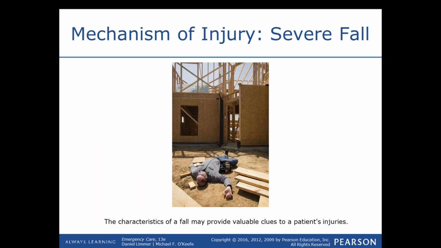Characteristics of the fall, of course: we want to know how high the person was, what surface the patient fell onto, what part of the body they impacted first, and did anything interrupt their fall. In this case, this individual looks quite a ways away from this building, so I want to know where he fell from and if he impacted anything on the way down. Of course, did he possibly hit any of this lumber or debris that's lying around that could have caused some additional injuries?